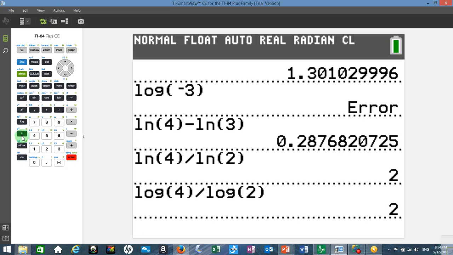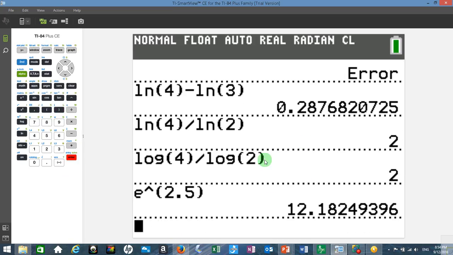What about e to the x and 10 to the x? You can graph those. E to the x is not used that much, but when you do need to use e to the x, this is the way you do it. Shift e to the x, and then you type in whatever x is. Let's go with 2.5. Close parentheses, and enter, and that's e to the 2.5. Okay, so that's the natural log key, the log key, the e to the x key.